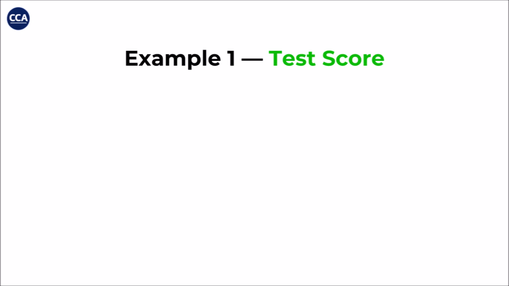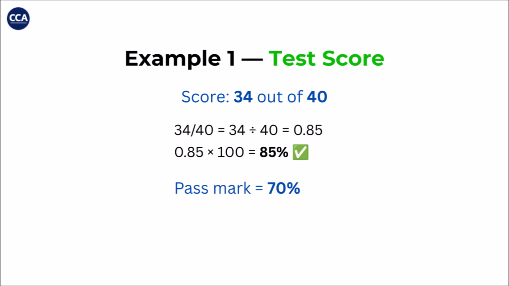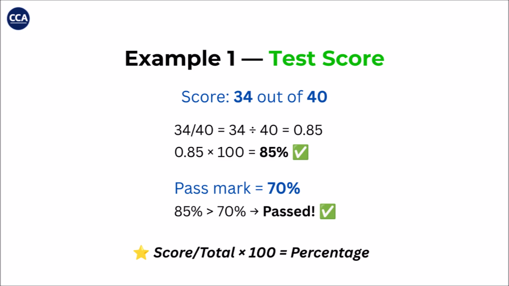Let's apply this to a real-life situation. A student scores 34 out of 40 on a test. What is the percentage score? Method. Write as a fraction, convert to percentage. 34 over 40. Now divide. 34 divided by 40 equals 0.85. Multiply by 100. 85%. The student scored 85%. Now the teacher says the pass mark is 70%. Did the student pass? 85% is greater than 70%.